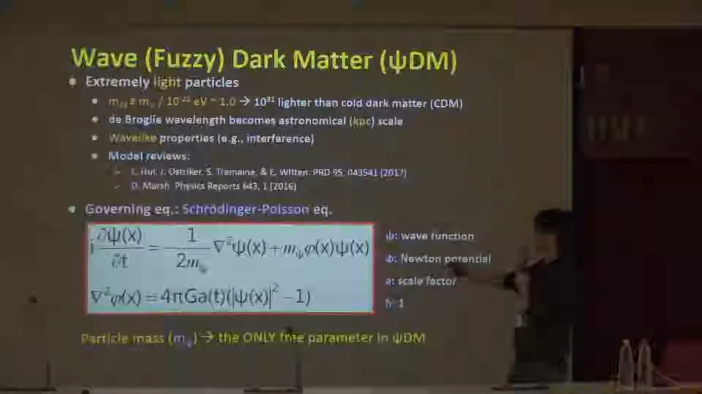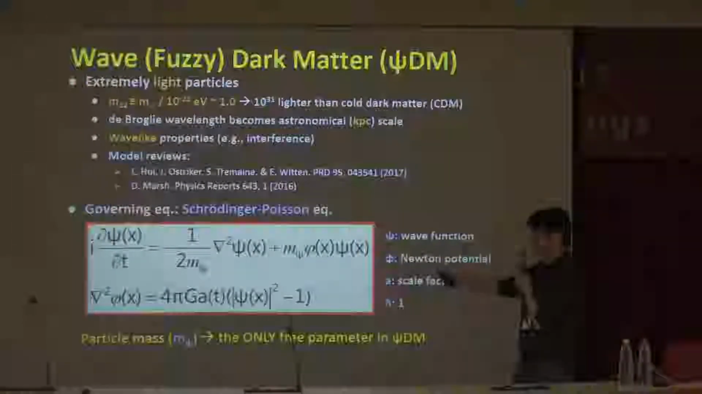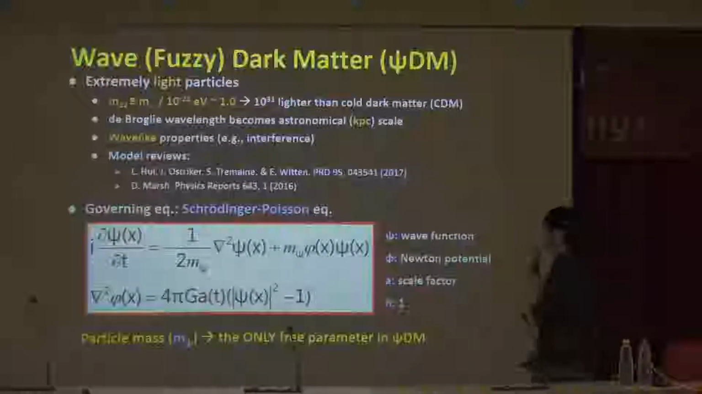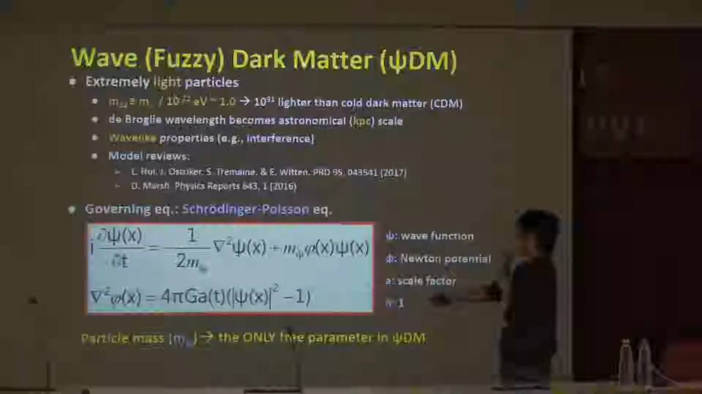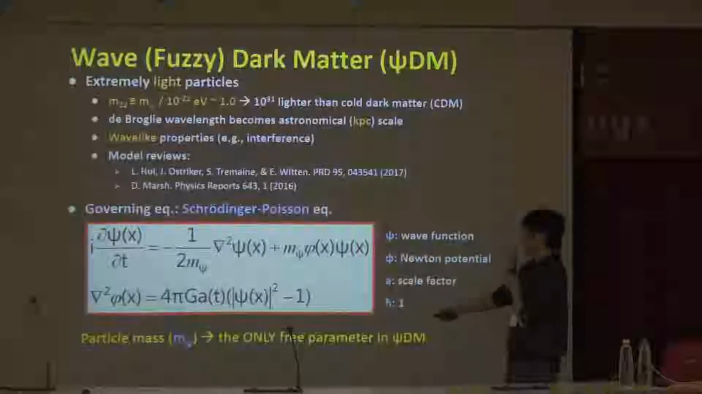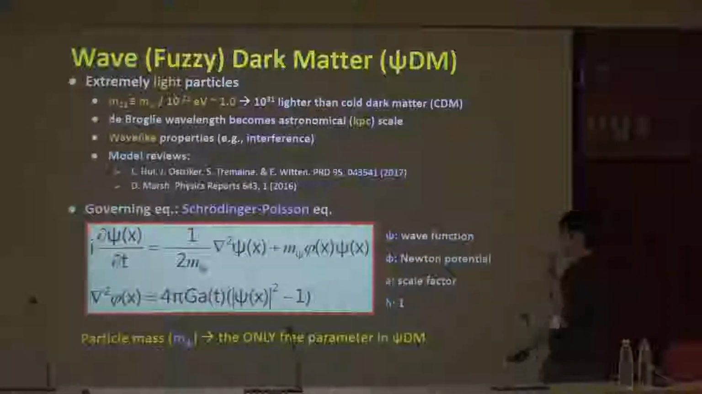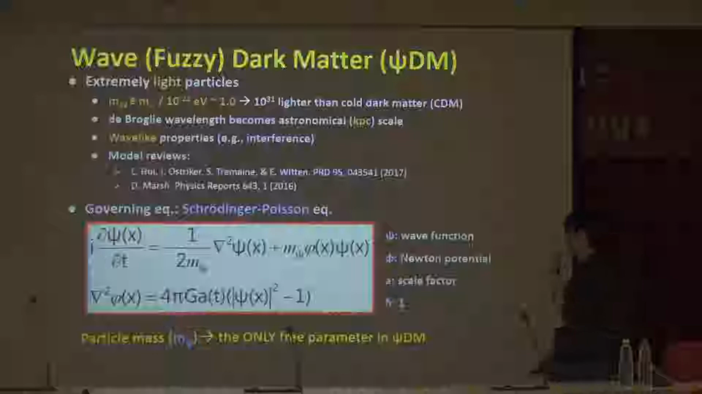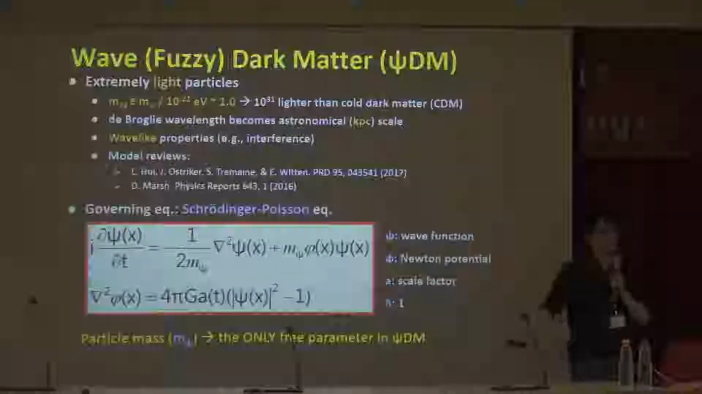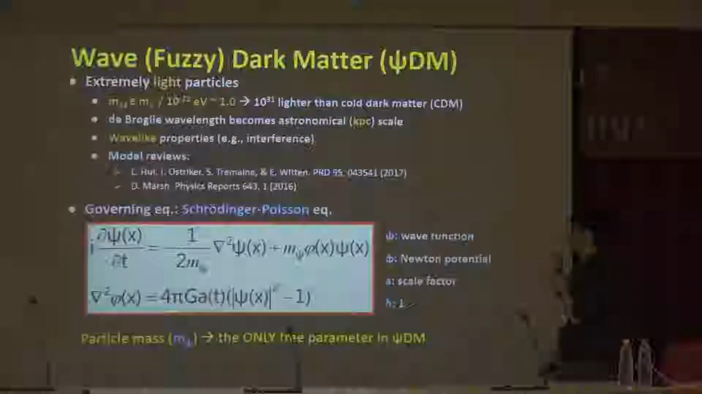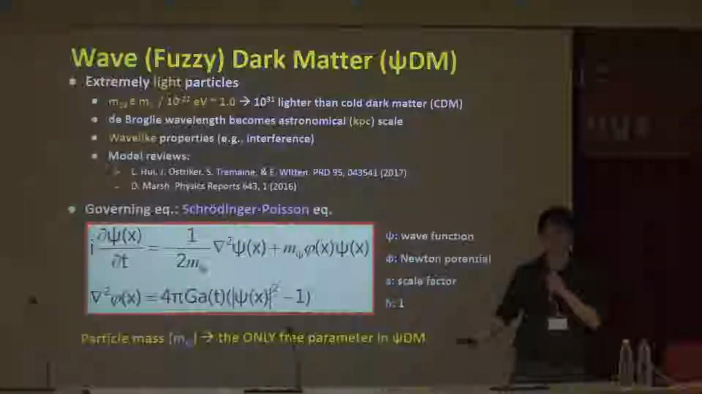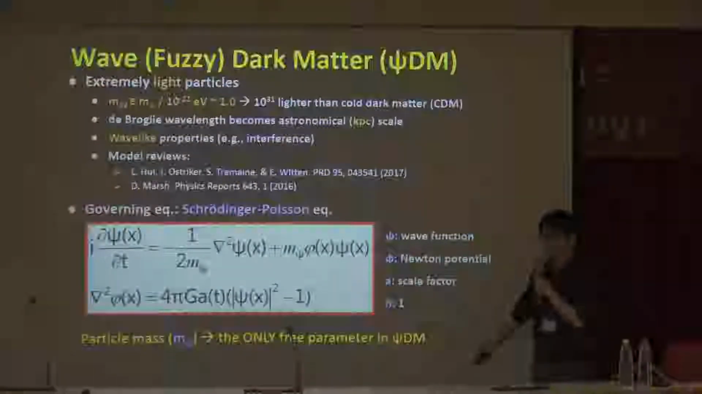The governing equation is actually very simple, just this single-particle Schrödinger-Poisson equation in the co-moving coordinate, because we are doing cosmological simulations. This is the Schrödinger equation, you all know that, and the psi here is the wave function. And the phi here is the potential, which can be evaluated by solving this Poisson equation in the co-moving coordinate, where this a is the scale factor, and this rho bar is the cosmic background mass density. One of the most important properties of this model is that it only has a single free parameter, which is the particle mass m psi here.